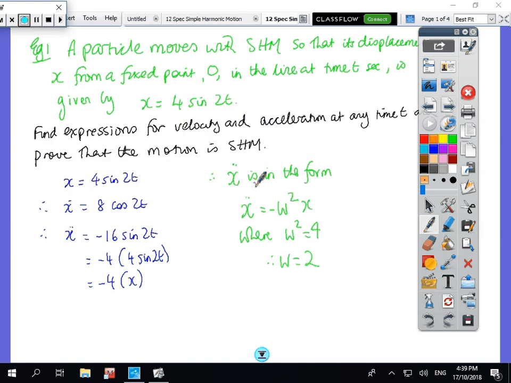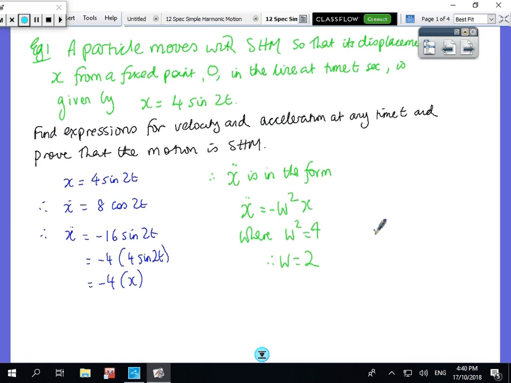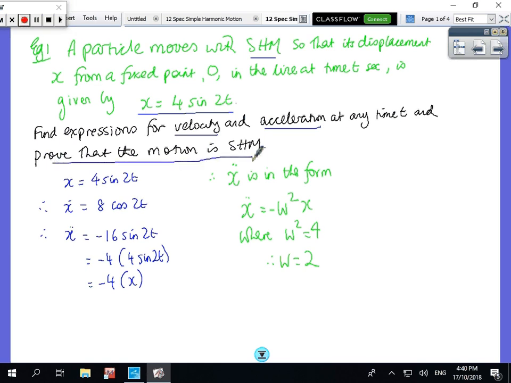Okay, so I'm just doing another video on simple harmonic motion, and I'm just going to do some harder worked examples. I've already done the solution, so we'll just work our way through them. In this particular example, a particle moves with simple harmonic motion, so that its displacement x from a fixed point is given by the formula. Find an expression for the velocity, the acceleration, and prove that the motion is simple harmonic motion.